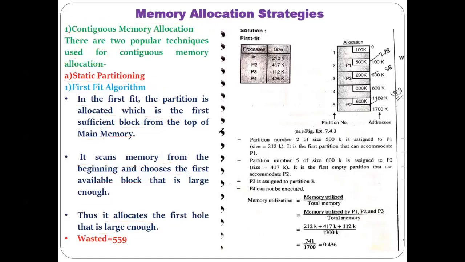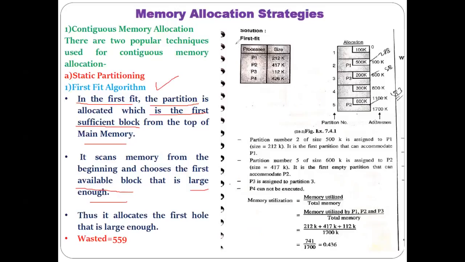This means, in the case of the first fit algorithm, how is the partition allocated to the process? The partition allocated to the process is the first sufficient block from the top of the main memory. So the operating system scans the memory from the beginning and chooses the first available block that is large enough to hold the particular process. Then that block is allocated to that process. That is the reason it is called the first fit algorithm.